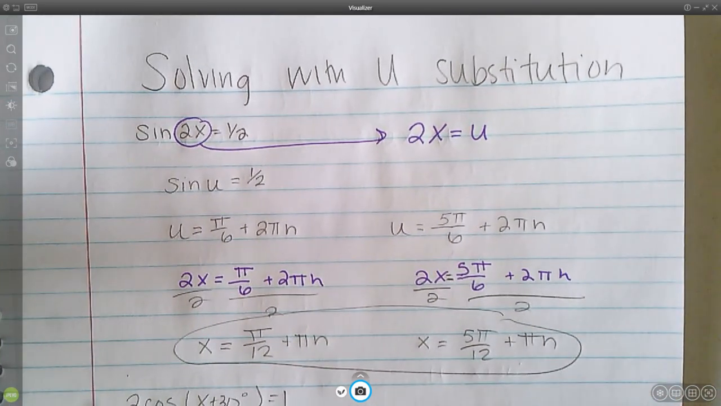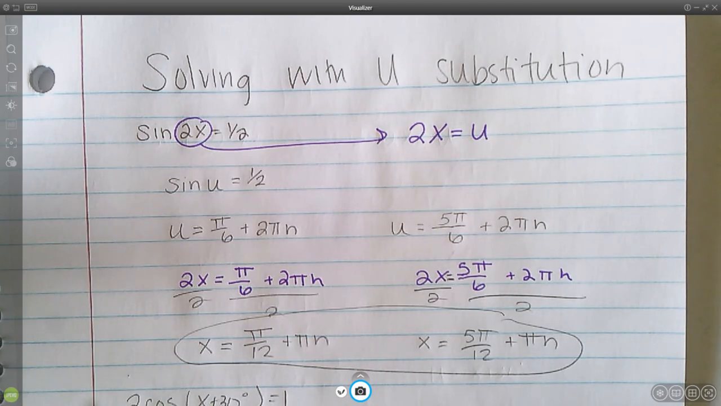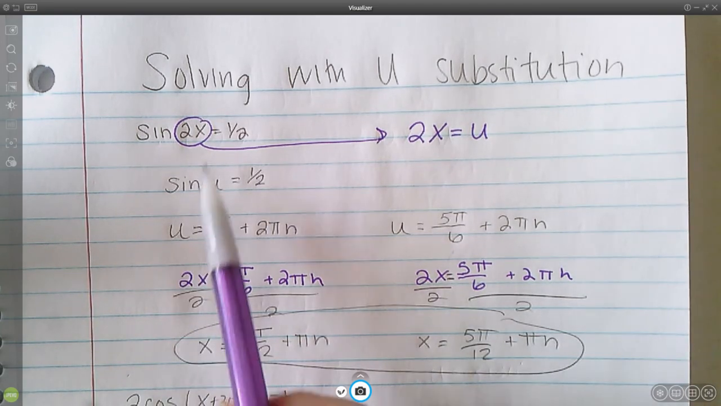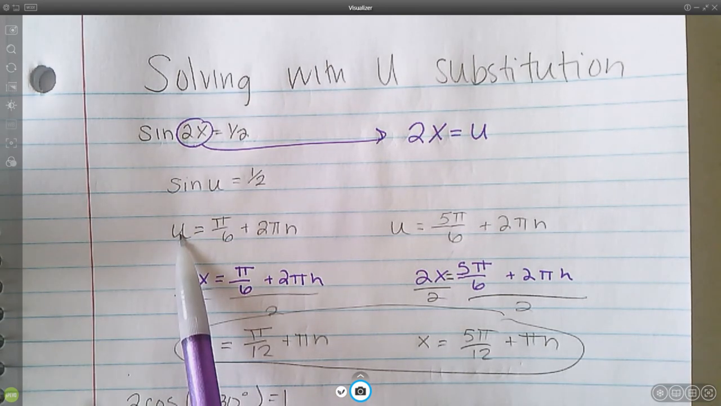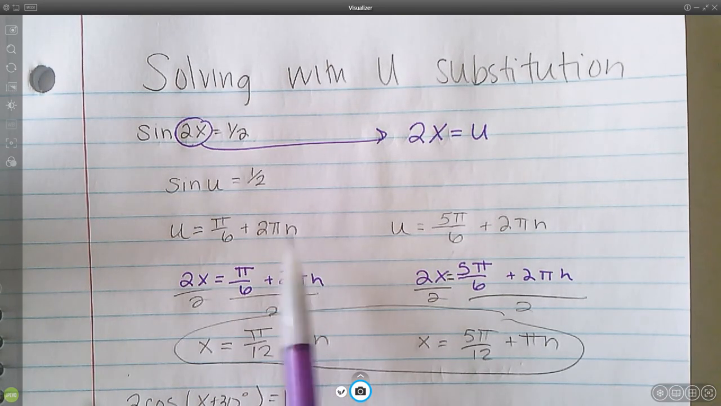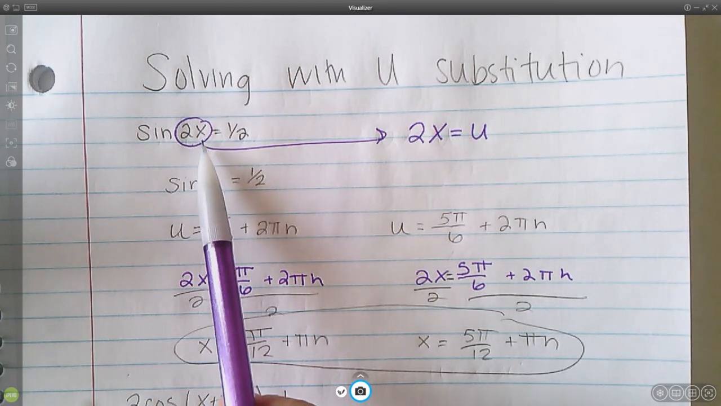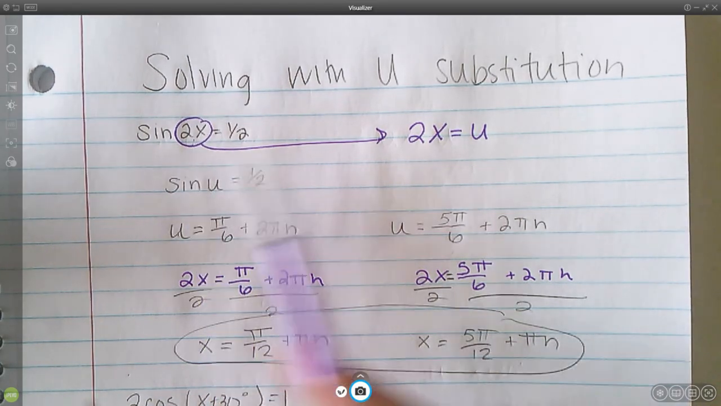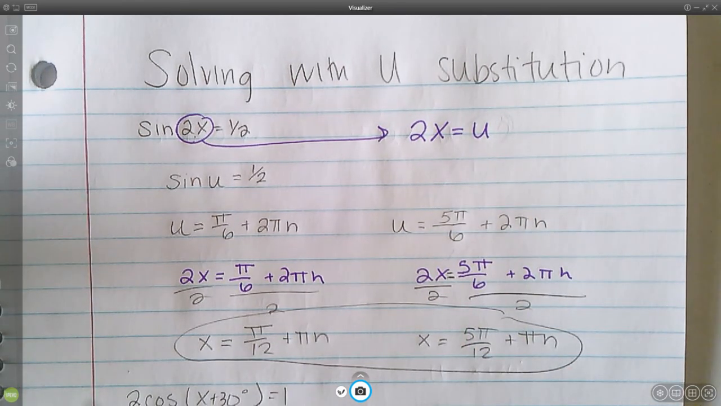Some of you might be sitting there thinking, well, why do I have to substitute twice? I probably could have done that without substituting the first time. You're probably right. I could have just taken this 2x and put it here and solved. But once you get more complicated things than 2x, it's a lot easier to just look at a single variable instead of all the stuff that's in there. All right, so let's do another one.